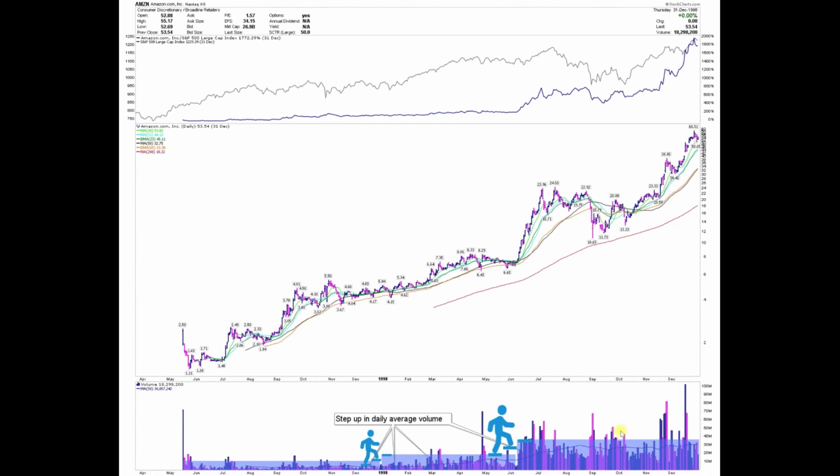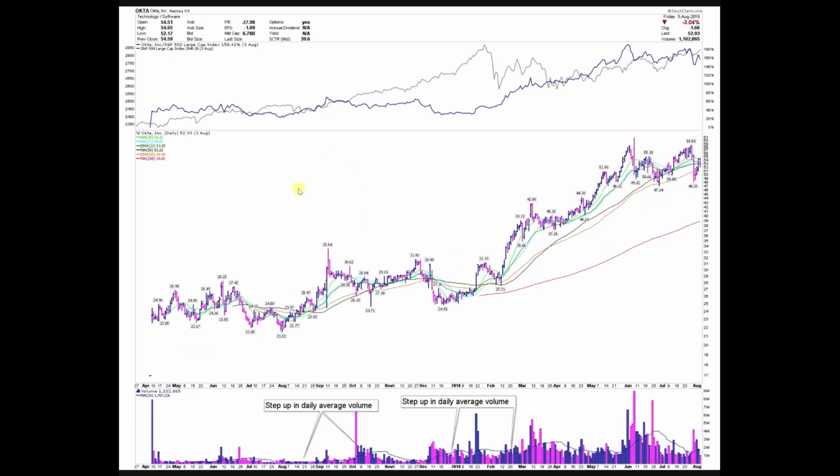It's just a characteristic that traders should keep track of to see if the interest in the name is increasing over time. The other aspect is to see if this is an industry theme or a group theme. As we go to our next example, OKTA, software names back in 2015, 2016, 2017, and 2018 were new issues in the market that were being listed and started seeing a step up in daily average volume as a whole.